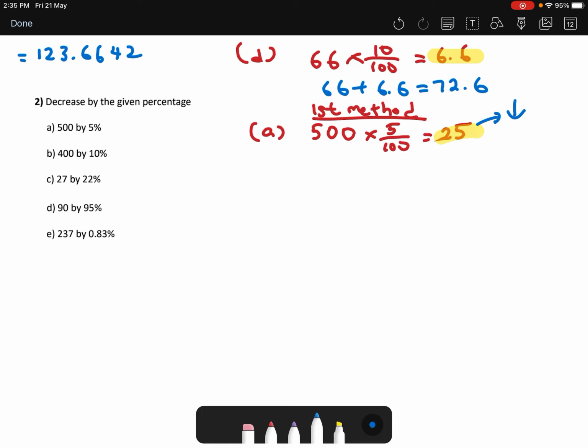Decrease, right? So 500 you must minus 25. You should get about 475. Okay. So this is the first method. Second method you can also use like this.